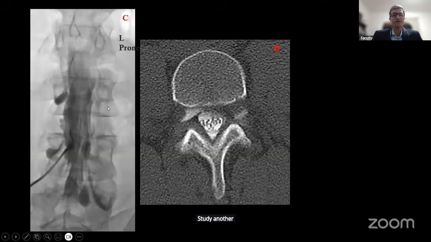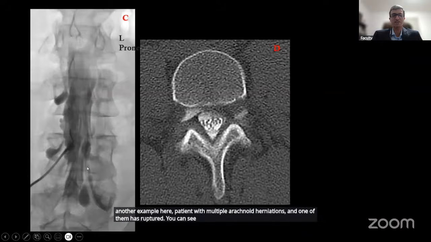Another example here: a patient with multiple arachnoid herniations, and one of them has ruptured. You can see the contrast leaking into the epidural space and then coming out through the neural foramen there, right? The subsequent CT shows the contrast leaking through the foraminal region.